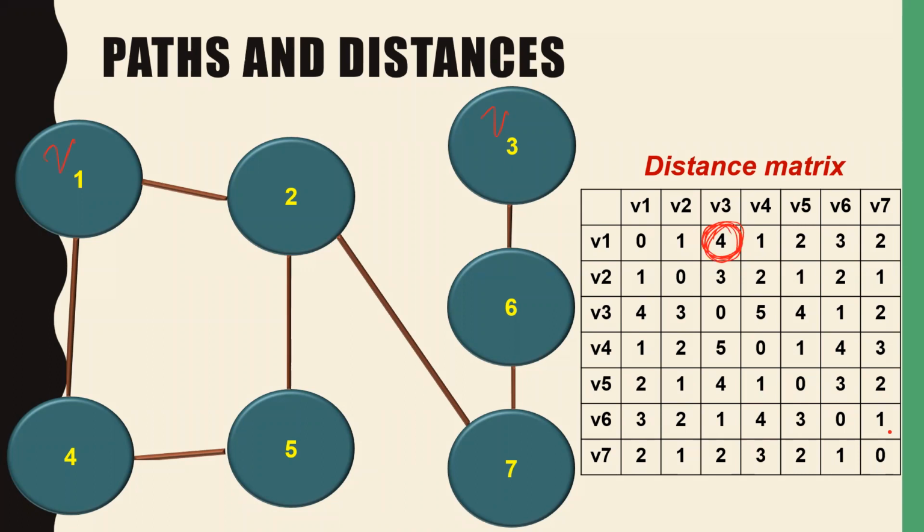So pwede kang 1. O baka magreklamo na naman si Caleb, ano? Pero so 1, first edge, second edge, third edge, tapos fourth edge. So that's the path, the shortest path going from V1 until V3. Pero may isa pang route. So pwedeng pumunta ka sa 1, papunta kay 4, papunta kay 5, papunta kay 2, and then 7, 6, all the way to 3. But that would not be the distance because it will take longer for us to reach V3 from V1. So remember, the distance is the length of the shortest path connecting two vertices.